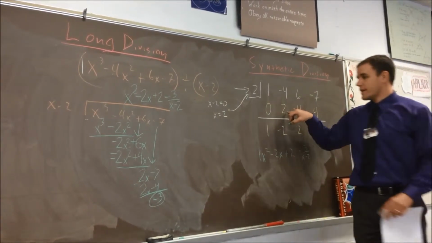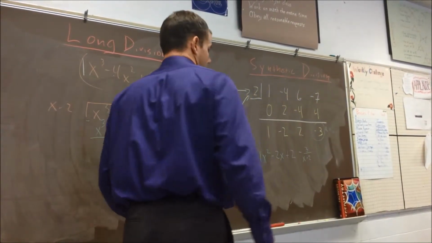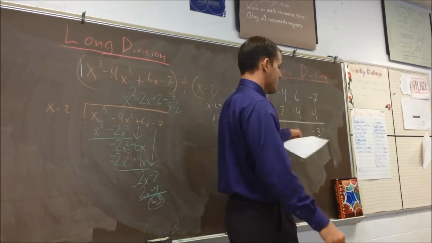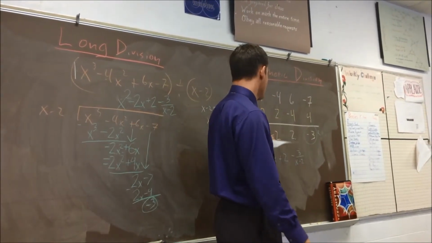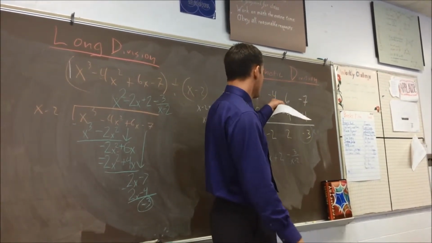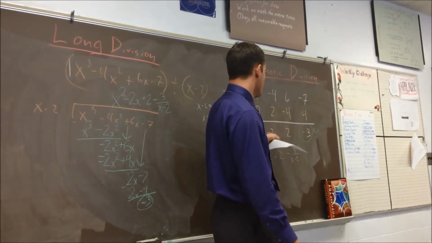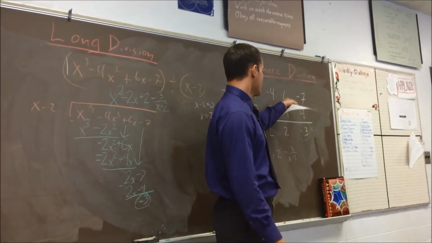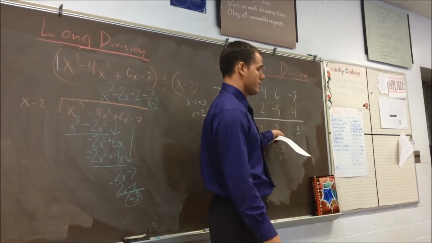Okay. And this number right here, how did you get the second set of yellows? These right here? Yeah. I'm subtracting. 1 minus 0 is 1. Sorry, addition. -4 plus 2 is -2. 6 plus -4 is 2.